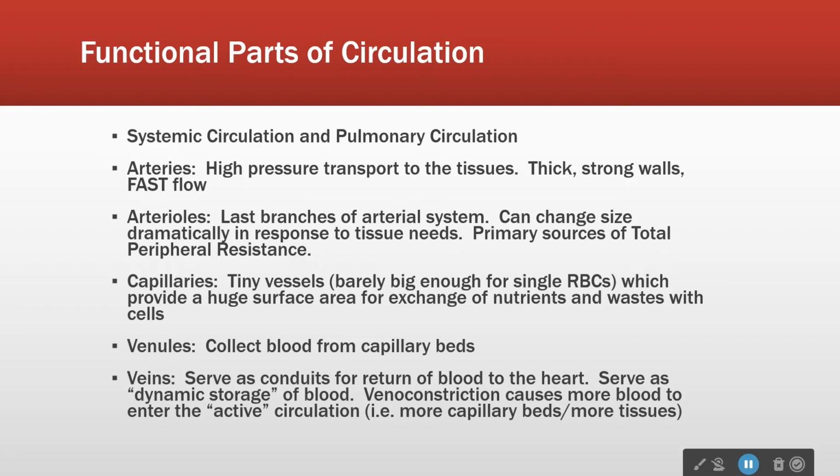Okay? The arterioles are the primary source of what we'll call TPR, total peripheral resistance. This is the total amount of pressure or resistance to blood flow that the body has present at any given time. Okay? I'm going to put a pin in that idea, but that's where arterioles play a role.